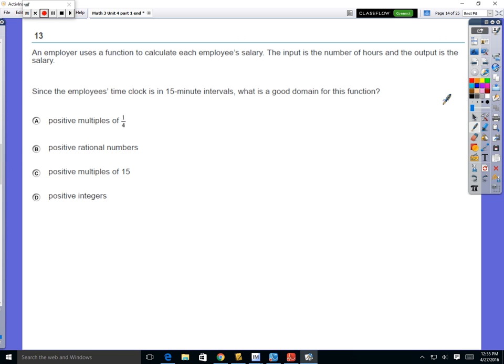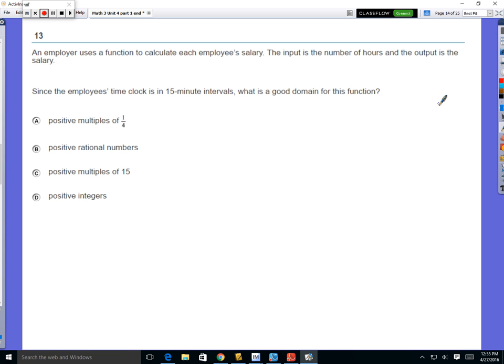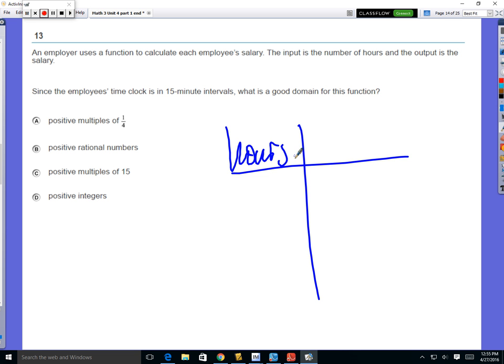Okay, 14. An employer uses a function to calculate each employee's salary. The input is the number of hours, and the output is the money. So the input is hours, the output is money. Since the employee's time clock is in 15-minute intervals, what is a good domain? Domain is hours. So this is your domain right here.